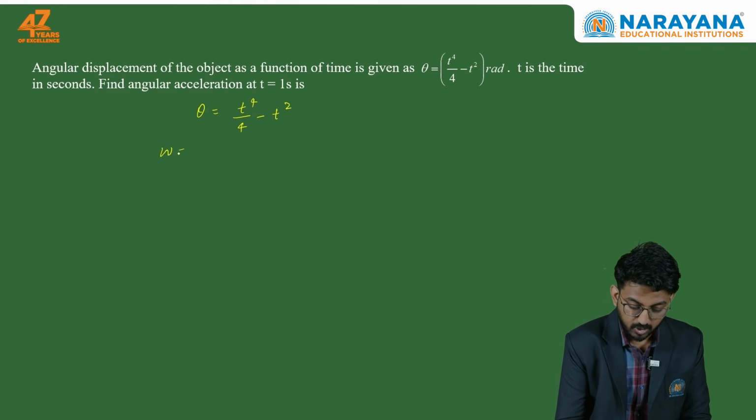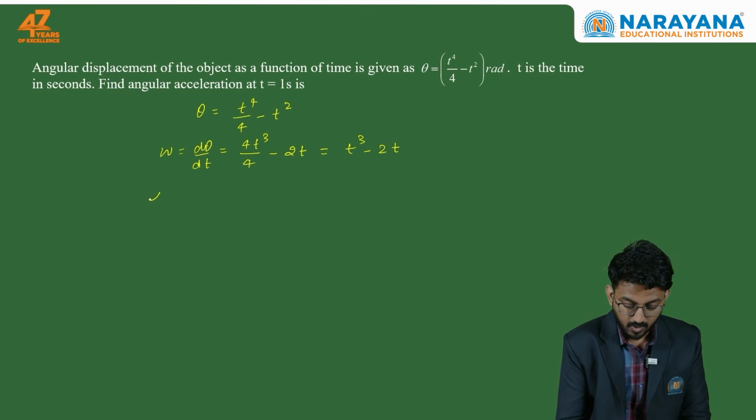So omega is going to be equal to d theta by dt, which is 4t cube divided by 4 minus 2t, giving us t cube minus 2t. Now alpha is going to be equal to d omega by dt, giving us 3t square minus 2.